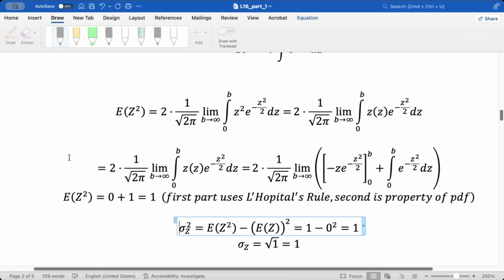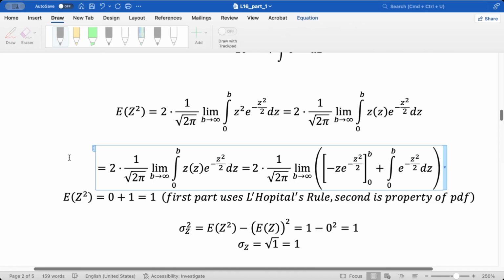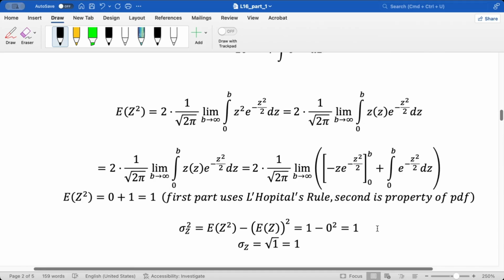Okay, so if you believe all that, and again, I'm not expecting you to be able to do this on an exam, then the variance formula is expected value of z squared minus E of z quantity squared. So expected value of z squared is 1. The mean was 0. 1 minus 0 squared is 1. We end up with a variance of 1 and a standard deviation. Take the square root, it's still 1.